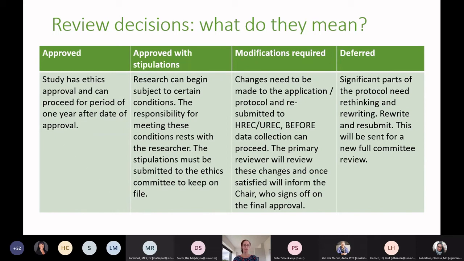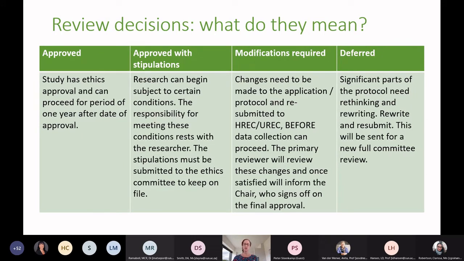So this is what you can expect to see on a feedback letter from the ethics committee. There is also a rejected option on the back end there. We haven't ever had that at UREC, which is why I haven't included it, but perhaps Blanche will speak to it. Approved is the one that you hopefully get, well, you will get at some point, hopefully, but it obviously means the study can go ahead and you can start data collection.